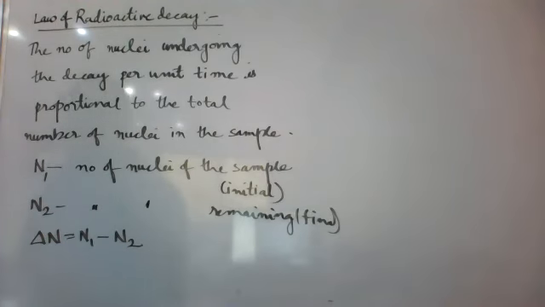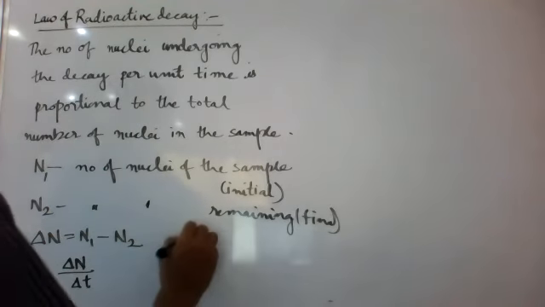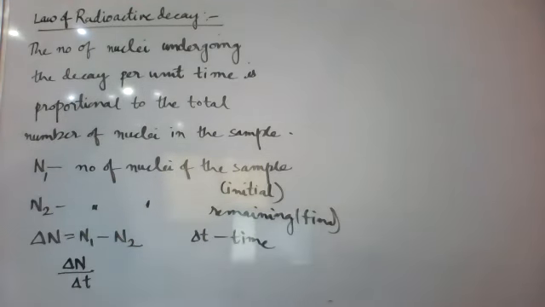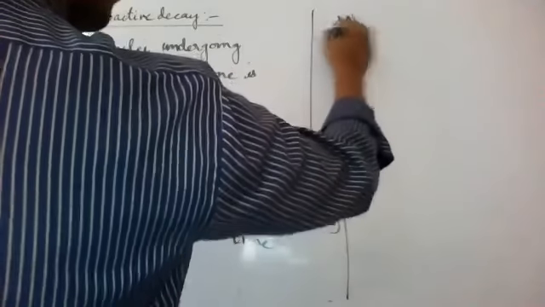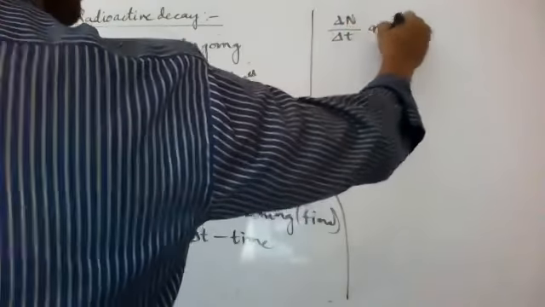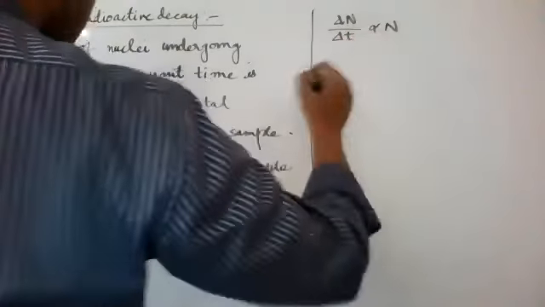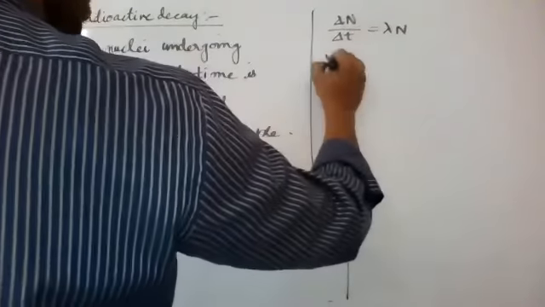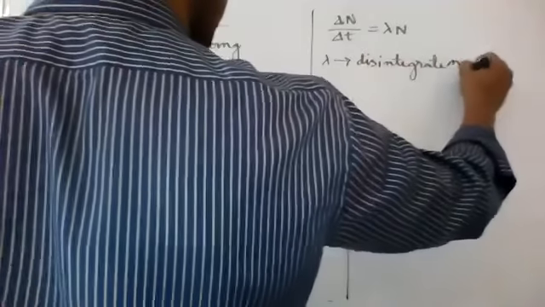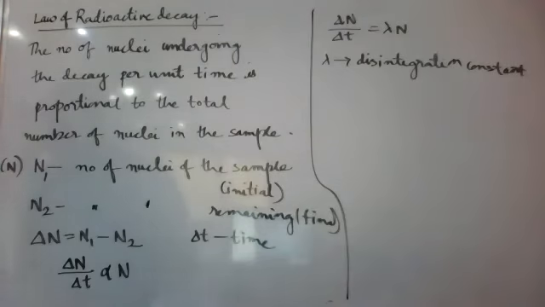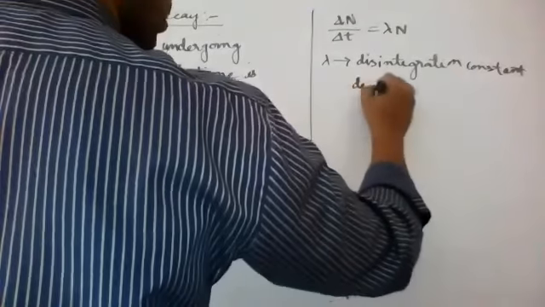Now according to the law, delta N by delta t, where delta t is the time, is proportional to the actual initial number N. To remove the proportionality constant, we write delta N by delta t equal to lambda N, where lambda is said to be the disintegration constant or decay constant.